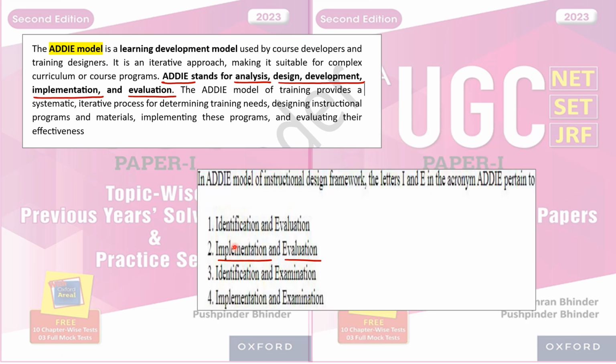Now you can see over here I have taken a UGC-NET previous year question. In this question, in ADDIE model of instructional design framework, the letters I and E in the acronym ADDIE pertain to, means relates to, right? कि ये जो abbreviation है ADDIE, इसमें IE stands to what, relates to what. You should understand the question.